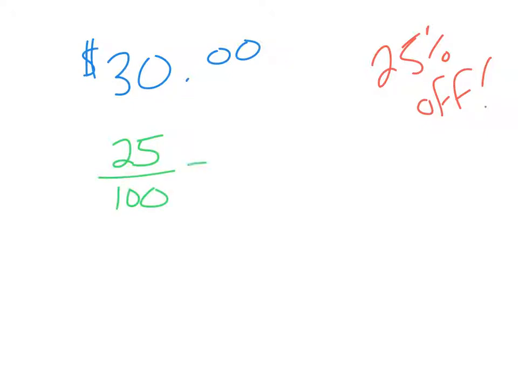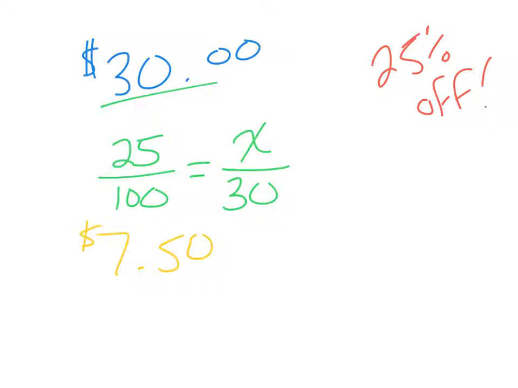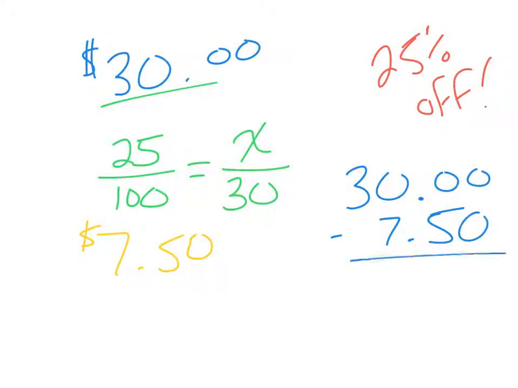25 out of 100 is our percent, and then we're trying to find x out of, this time, the full price of $30, so we approach it the same way. 25 times 30 is 750, and then divided by 100, that means our discount is $7.50. So that's what we get to take off. So we take $30 minus $7.50, you could just use your calculator too.